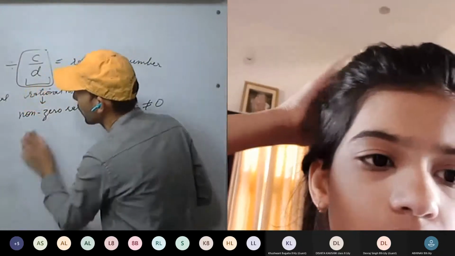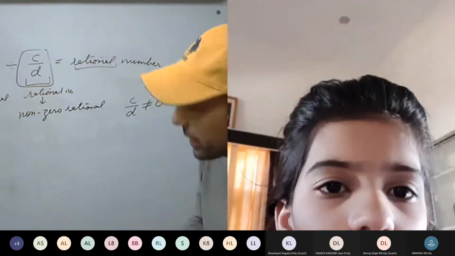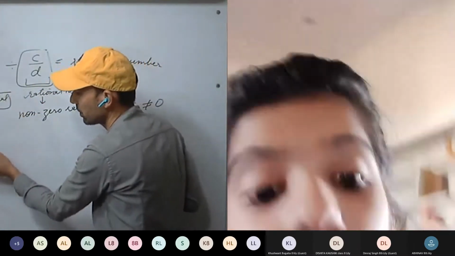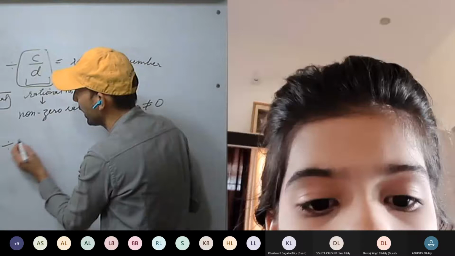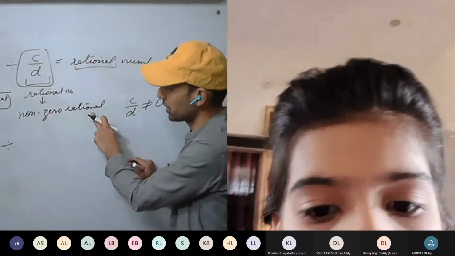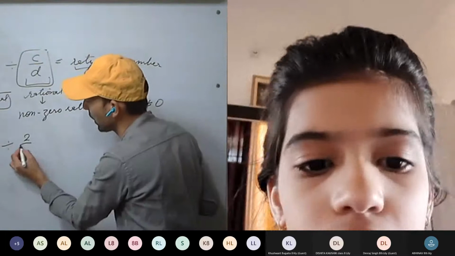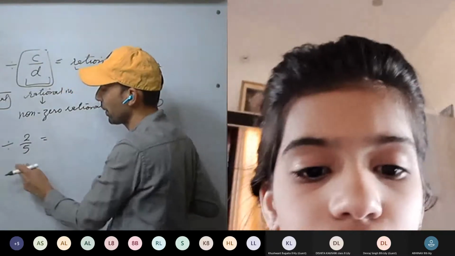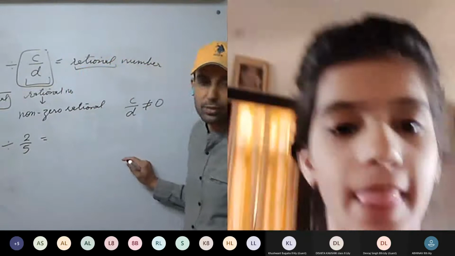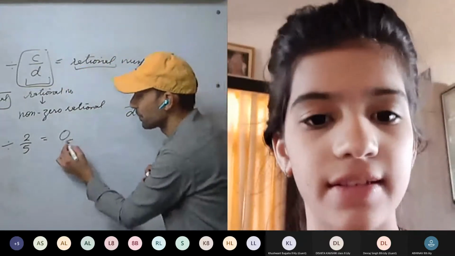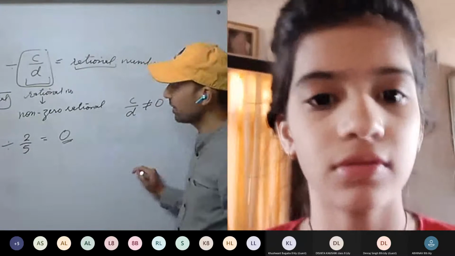For example, a by b we are taking as 0, because it has to be only rational. It can be 0. a by b divided by c by d, where c by d is a non-zero rational number. It must be a non-zero rational. So we can take 2 by 5. What will be the answer? 0 divided by any non-zero rational number we'll always get 0. Okay. This is clear?